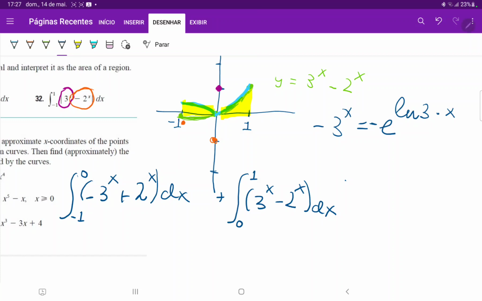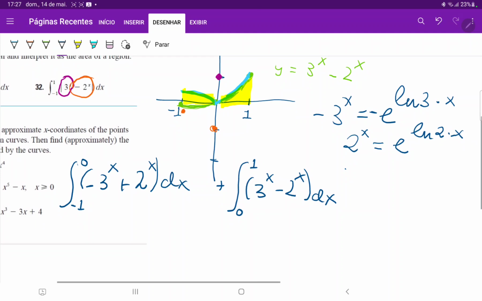And 2 to the x is just e to the ln 2 times x. And because we know how to integrate the exponential function, base e, this will make it much easier. So all we're going to do is we're going to rewrite this.